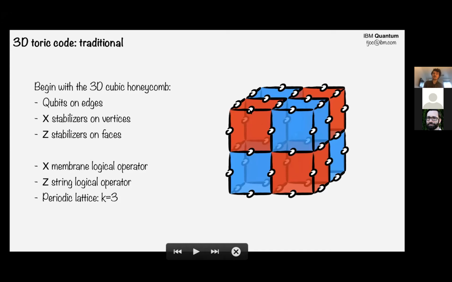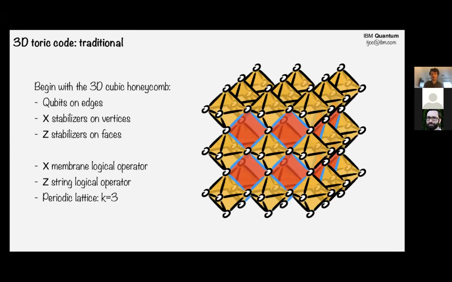The qubits here are these white circles. They live on edges. The vertices, which are at the corners of these cubes, are where the X stabilizers live, and the Z stabilizers live on faces. Okay, so if this is the exact same lattice, I've just added a few extra qubits and shown explicitly these X stabilizers are these yellow 6-body operators, right?